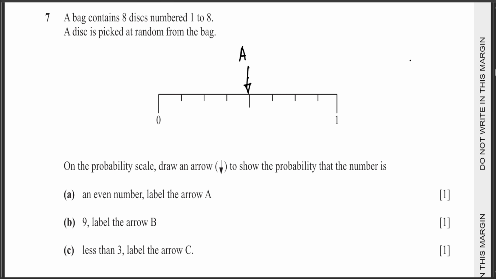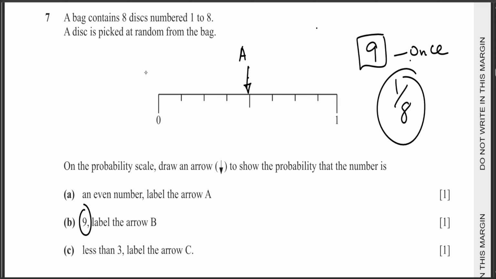Now show the probability that the number is 9 and then label the arrow as B. Okay, it's 9. So again, 9 appears only once, over 8 numbers. So it's just 1 over 8. So you just count 1. That is 1, and therefore this is B.